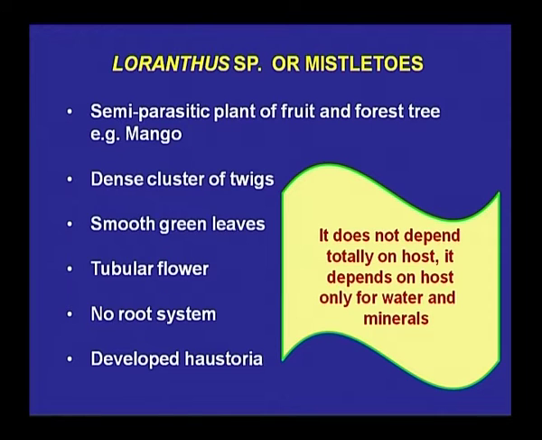Dense clusters of twigs are seen on the trees. Smooth green leaves with tubular flowers are the prominent features of Loranthus. They have no root system, and they also develop haustoria as we have seen in Cuscuta. It does not depend totally on the host, because it is partially dependent, and it depends on the host only for water and minerals.